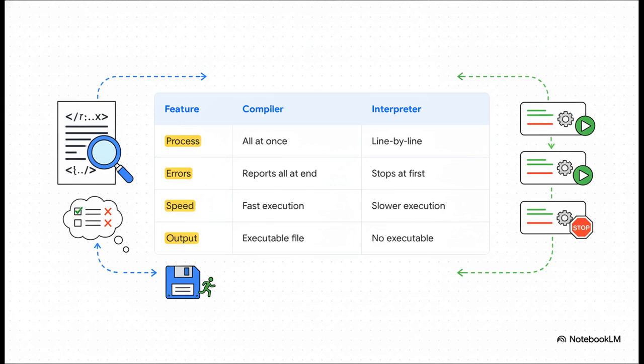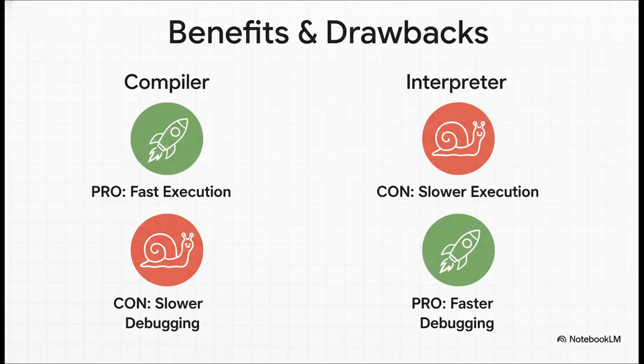An interpreter, though, is completely different. It's more like a live interpreter at a conference. It works line by line by line. It translates one line, runs it, translates the next line, runs it. And the second it hits an error, bam, it just stops right then. And this leads to this classic trade-off, and you absolutely need to know this.